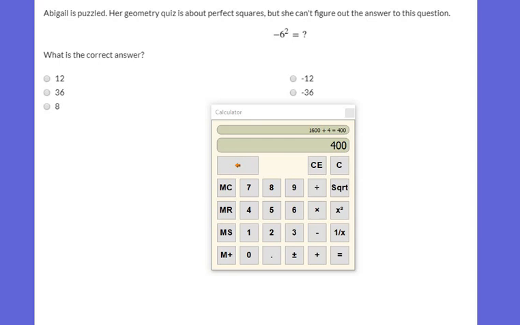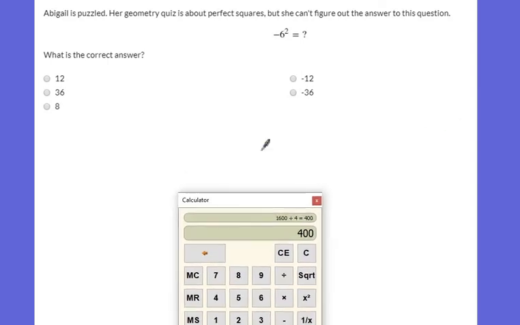Abigail is puzzled. Her geometry quiz is about perfect squares, but she can't figure out the answer to this question. Okay, so it looks like -6 squared, which is correct. Well, the problem here is there's no parenthesis around the -6. So all this is saying is whatever answer that she gets, it's got to have a negative sign. So 6 is the only answer with a square on it. So 6 squared is 6 times 6, which is 36. Whatever you get, you're making it a negative.